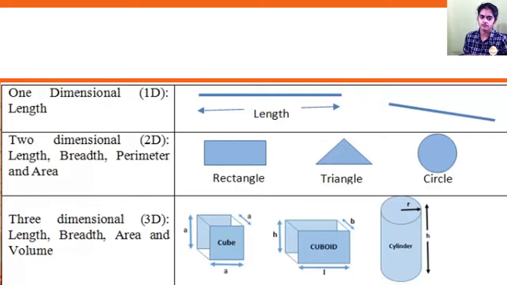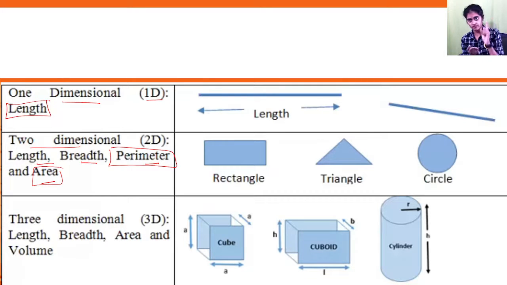So we know we have one dimensional shapes, called 1D figures. Line segments usually are 1D, and for 1D you measure the length. If I talk about two-dimensional figures like rectangle, triangle, circle, in these you usually measure the length, breadth, perimeter or the area. Basically we will calculate the perimeter and area here. Perimeter is nothing but the length of the boundary, only the boundary, and area is the total space occupied by the object.